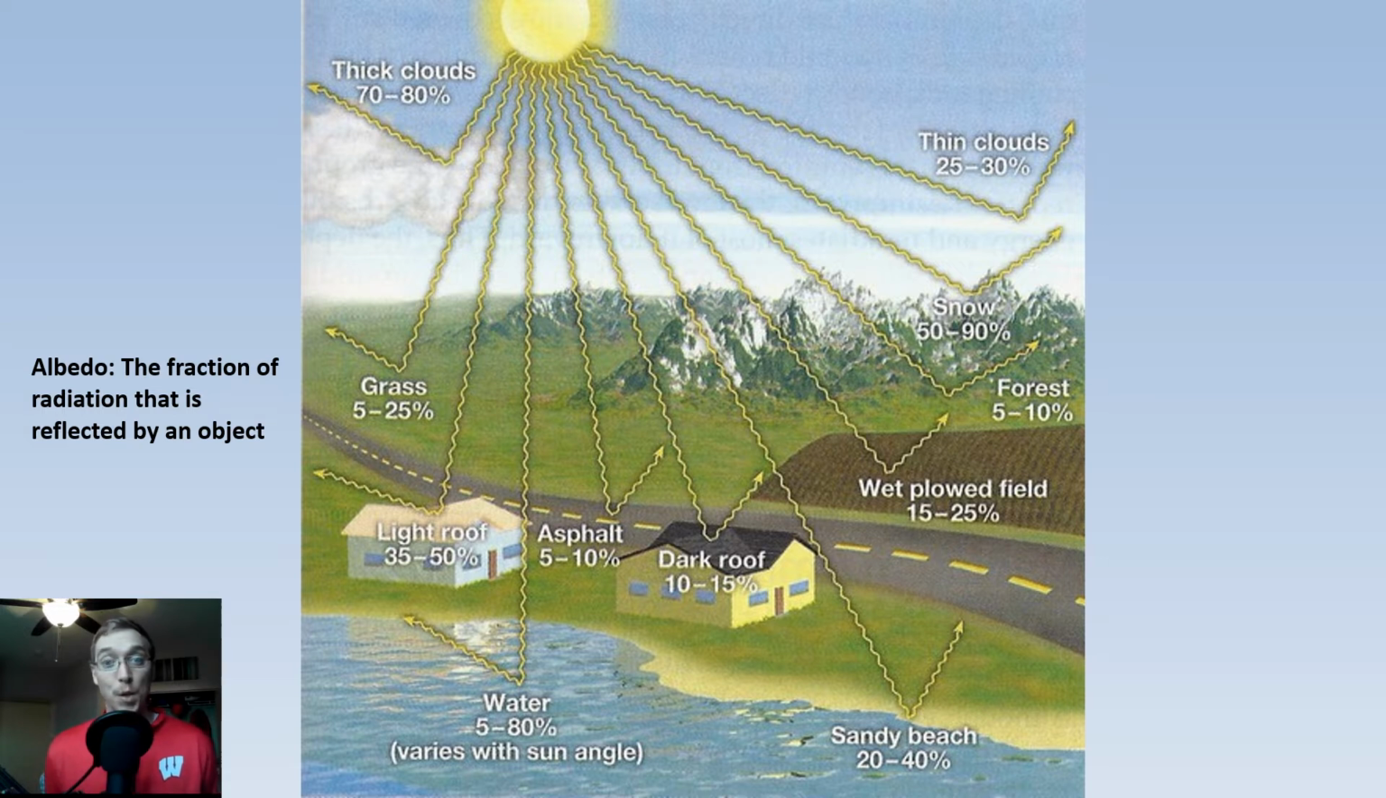We see snow is a great reflector, between 50 and 90%. Forests are poor, 5 to 10%. Wet plowed fields are also poor, between 15 and 25%. You get the idea here, right? Albedo is basically the fraction of reflection. Highly reflective surfaces typically tend to be very light in color, as we talked about. Highly absorptive surfaces, or poor reflectors, tend to be dark in color.